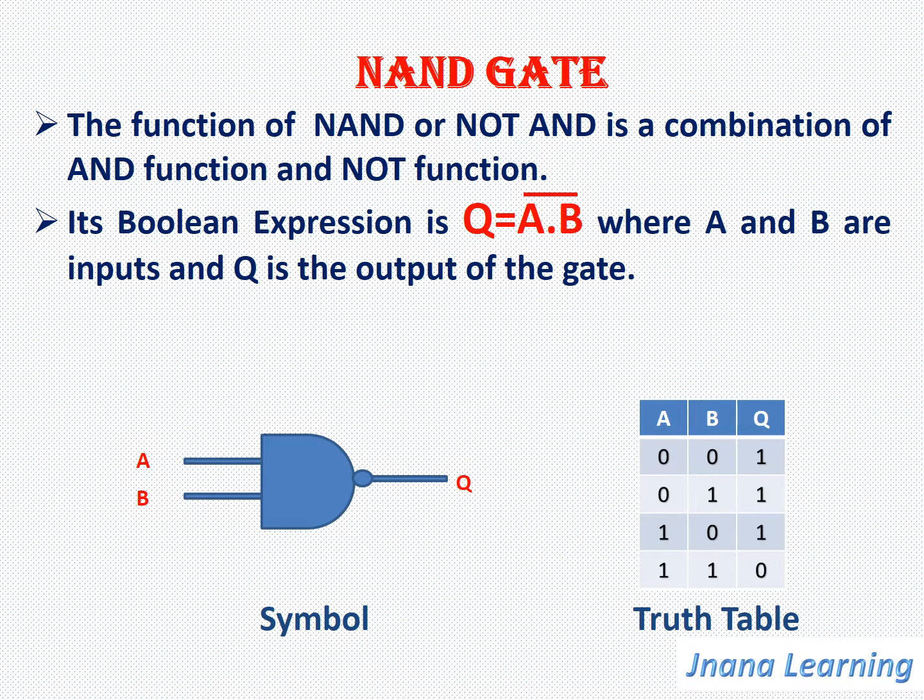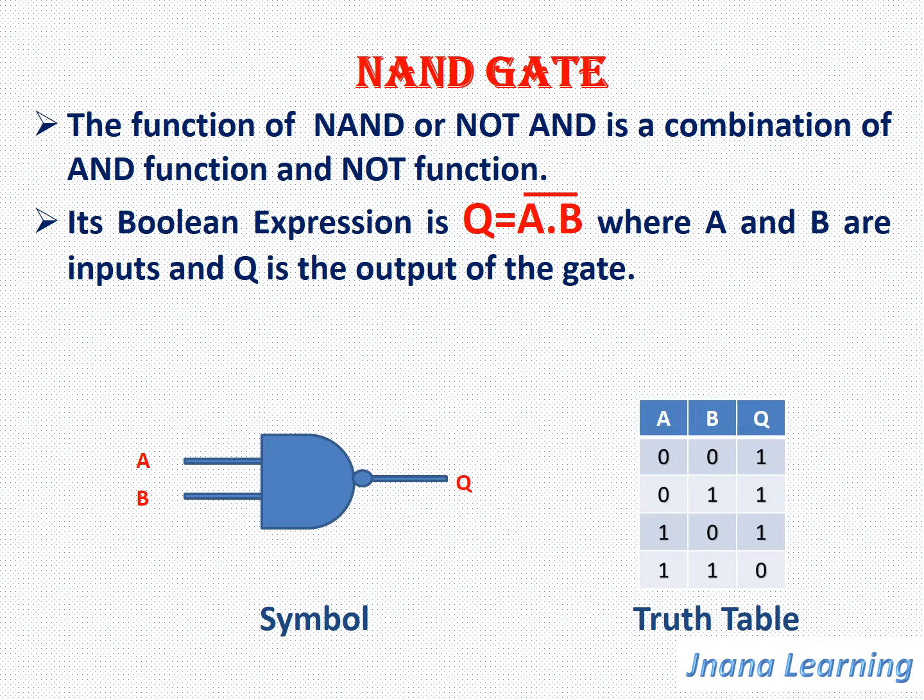So the truth table will be in such a manner that if both the inputs are 0, output will be 1. Inputs are 0, 1 and 1, 0 combination, again the output is 1, and if both the inputs are true or 1, the output will be 0. Just a complement of that of the AND function.